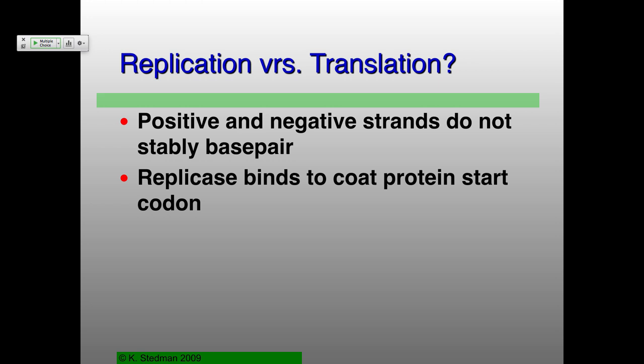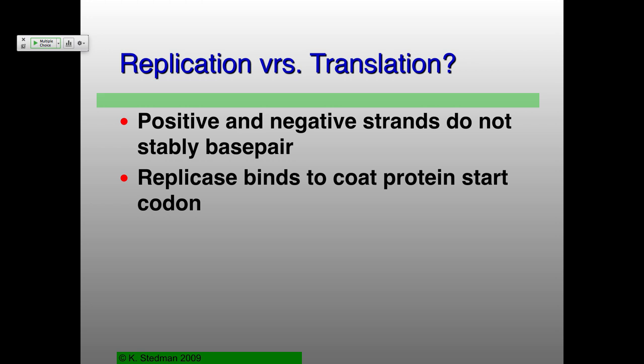Turns out that there are a couple of things that are really important about this. The first one is actually the second one on this list, and that is that the coat protein start codon is also a place where the replicase can bind. And so it blocks further translation of the coat protein after you've made more of the replicase protein.